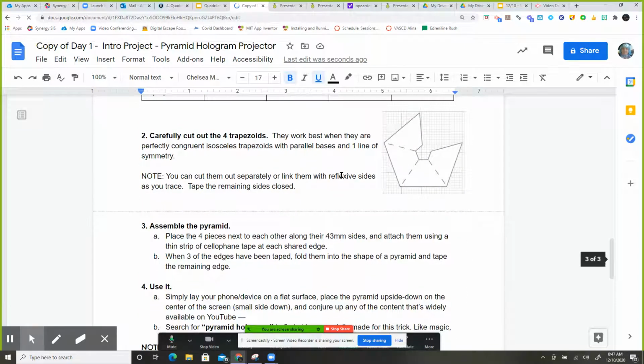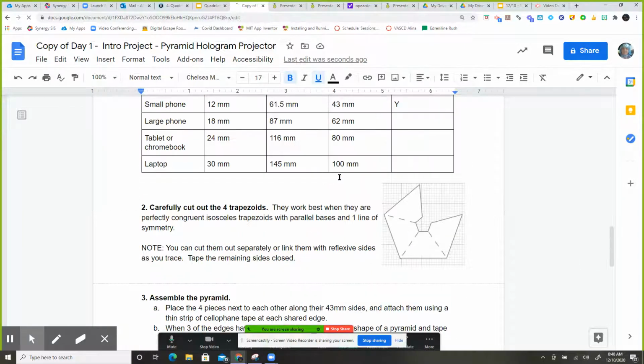Okay, it gives you a little chart with some different sizes. I have a really big cell phone, not a tiny cell phone, so I wanted to make mine a little bit bigger. I used 18, 87, and 62. My daughter has a smaller iPhone and she uses this one. And then I have another, a Chromebook tablet size, and then a laptop size. So you decide what size you want to make it.